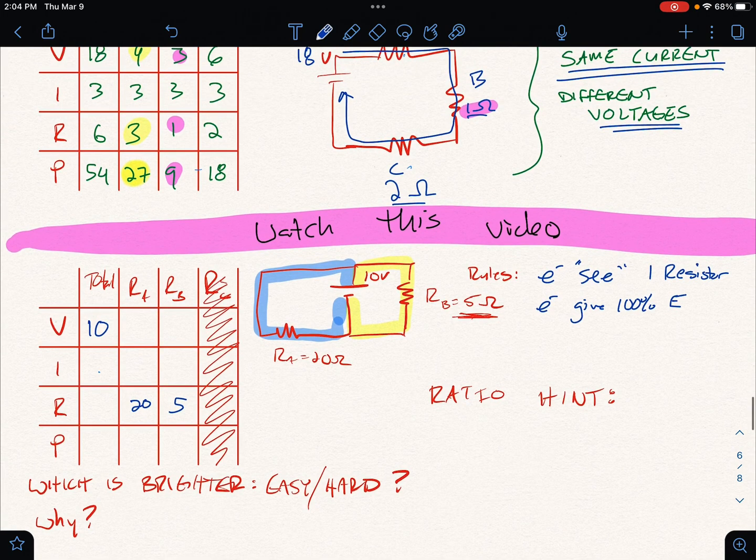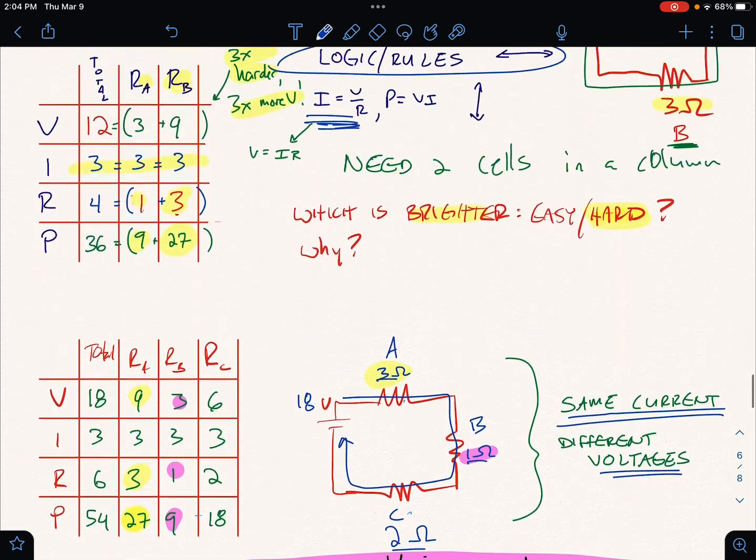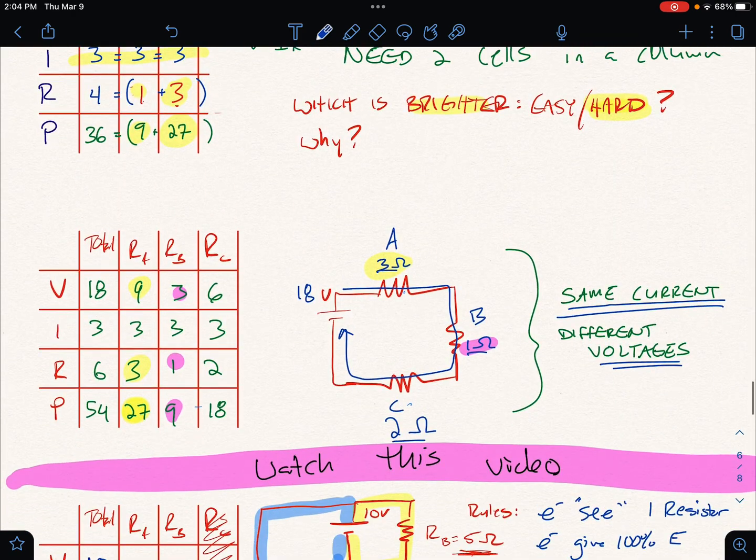We need 2 numbers in a column. And in series, this was really easiest for us to start. Here, let me just back up a sec. In series, we knew exactly where to start this thing because you were given a bunch of information, right? So in this series circuit, we knew that A had a resistance of 3, B had a resistance of 1, and C had a resistance of 2.